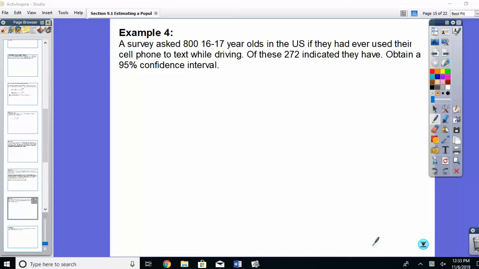So go to Stat, then go over to Tests, and if you go all the way down, you are going to the letter A. So you have to scroll down. Okay, it's got 1-PropZInt. So go to A. Now, it has an X. In this problem, our X was the 272.